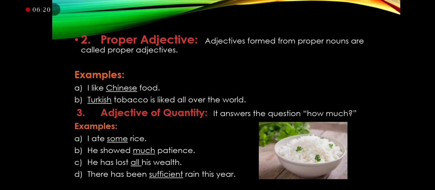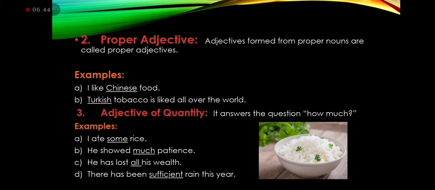Now see, there are two other categories. Number two, there is another kind, proper adjective. Adjectives formed from proper nouns are called proper adjectives. As we know about different kinds of nouns, proper noun is one of the kinds of noun. So all those words made up of proper nouns are called proper adjectives.